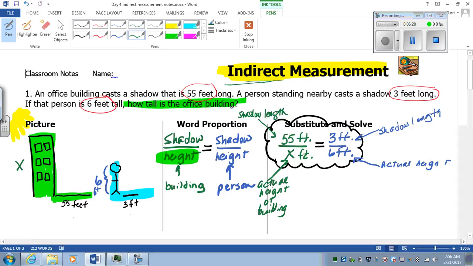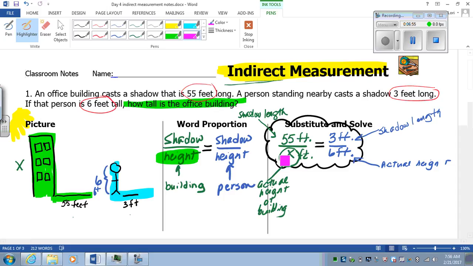Now remember, when we are setting up a proportion, we're always going to be given 3 pieces of information. If you look at the drawing, you can see them. We're given the length of the office building's shadow, the height of the person, and the shadow length of the person. So again, 1 out of those 4 pieces of information is missing, and that's what we're solving for, which is X, the height of the building. Now, all we need to do is use cross multiplication. So let's go ahead and do that.